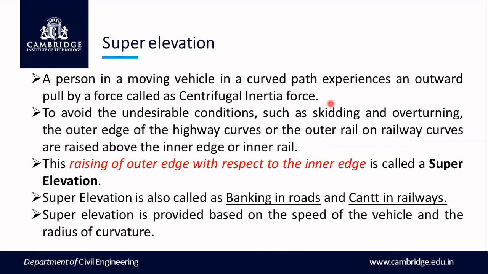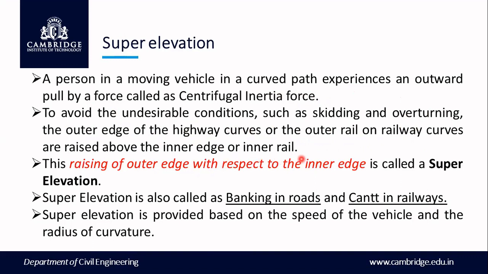Okay. So in detail, let's look upon this. A person in a moving vehicle on a curved path experiences an outward pull by a force called centrifugal inertia force, that we have all experienced. When we are taking a curve, we feel like we are thrown out of the road, out of the curve. So to avoid undesirable conditions such as skidding and overturning, the outer edge of highway curves or the outer rail on railway curves are raised above the inner edge or inner rail. So that's what we said.